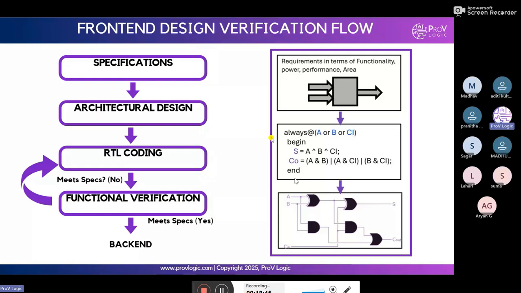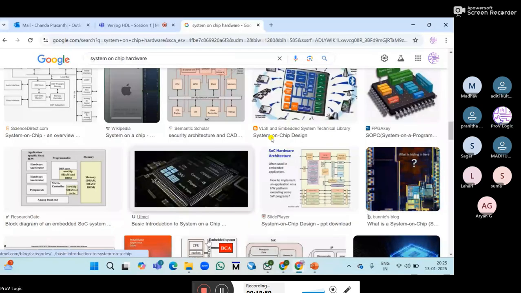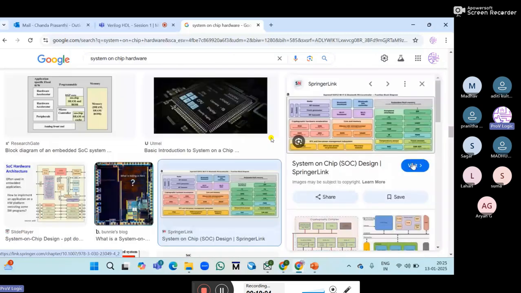So every team will get some block. In the SoC, I have shown you, right? In the SoC, there will be thousands of teams, I mean thousands of blocks like this. So it's a system on chip architecture, if you see.